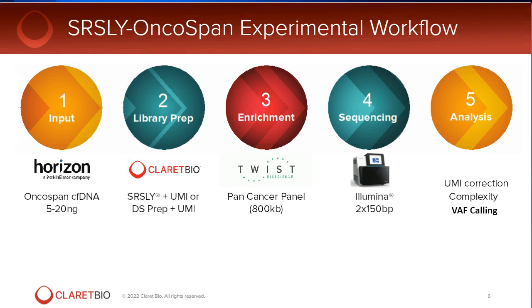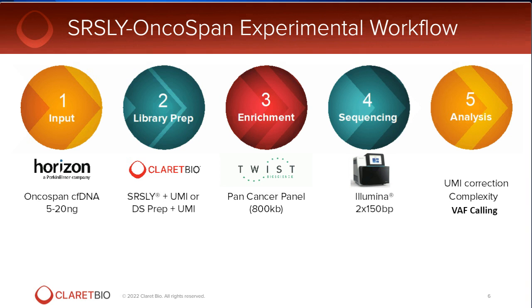In this experiment, we used the OncoSpan cell-free DNA standard as input for our library prep. Then we compared SRSLY with UMIs to a standard TruSeq double-stranded prep with UMIs, all things basically being equal. The inputs were 5, 10, and 20 nanograms of the OncoSpan cell-free DNA control, which are reasonable inputs for a cell-free DNA sample. True cell-free DNA from patients is typically low concentration and in this realm of input.